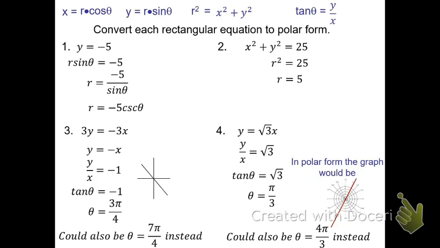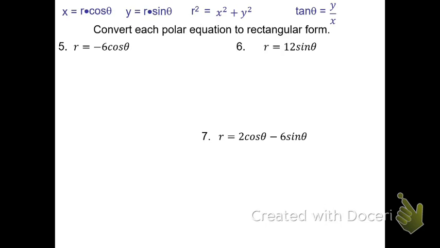Alright, now let's go through some examples going the other way. Let's start with some that are in polar form and change them to rectangular form. In polar form, r equals negative 6 cosine theta is going to be the equation of a circle where the right side hits the origin, but it's the left side that goes out 6 units. Because it's negative 6 cosine, it's being stretched on the x side to the left. So, a circle opening 6 to the left.